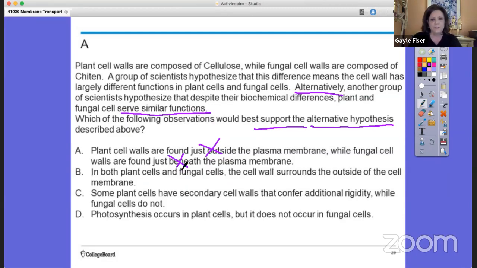And let's jump to C. Some plant cells have secondary walls that confer additional rigidity, while fungal cells do not. That's an opposite, not a similar. And photosynthesis occurs in plant cells, but does not in fungal cells. Those are opposites too. B, in both plant cells and fungal cells, the cell wall surrounds the outside of the cell membrane. Yes, okay. I'm talking about in both, and it's doing the same thing. And that's what our alternative hypothesis said.